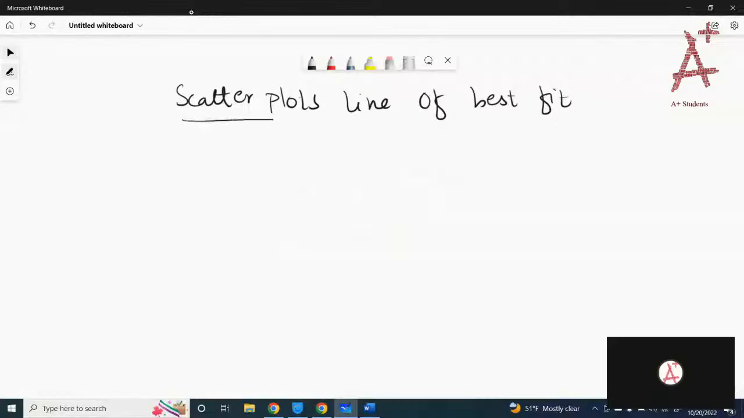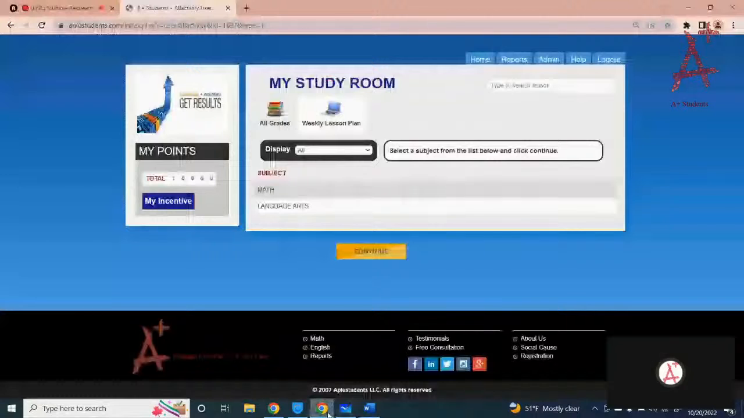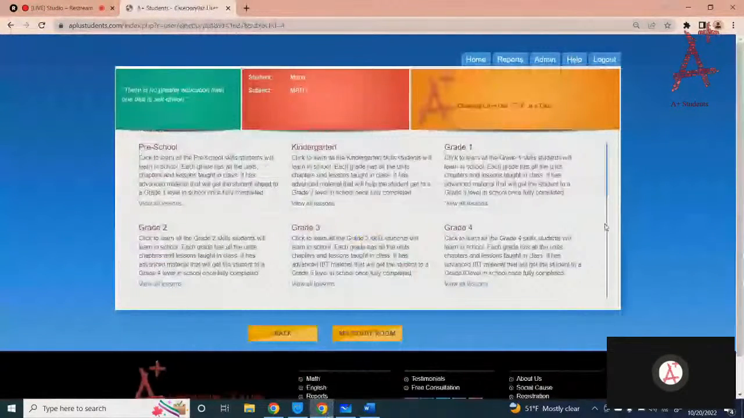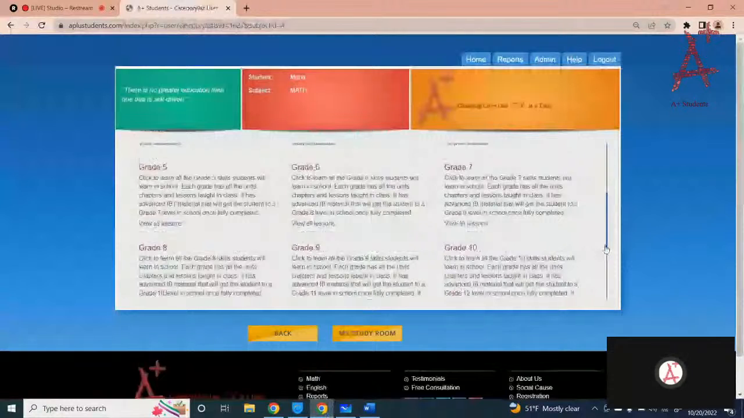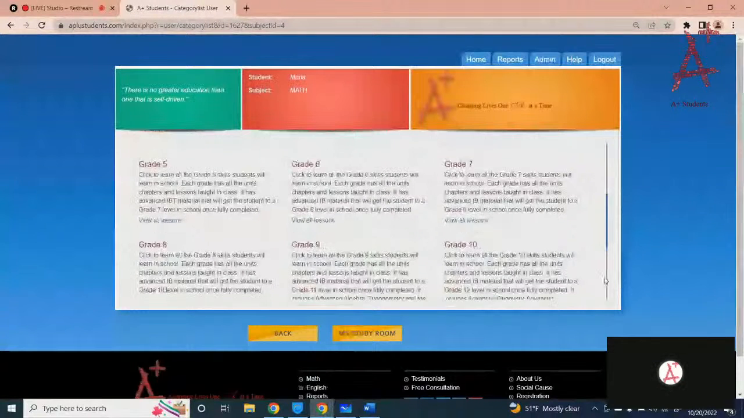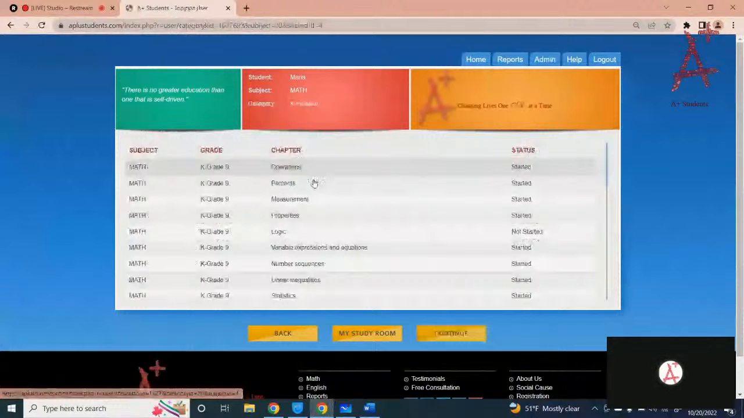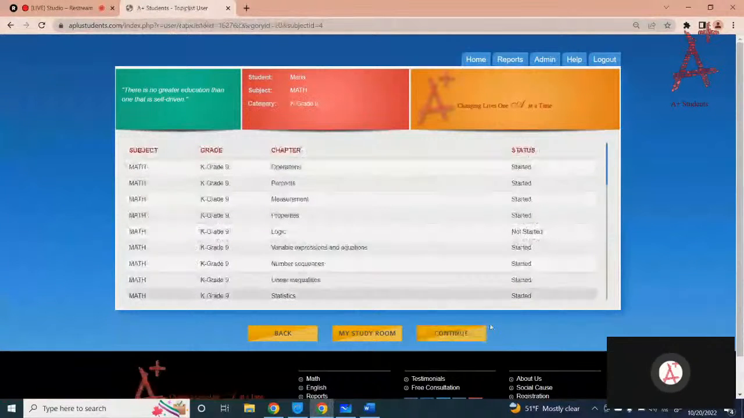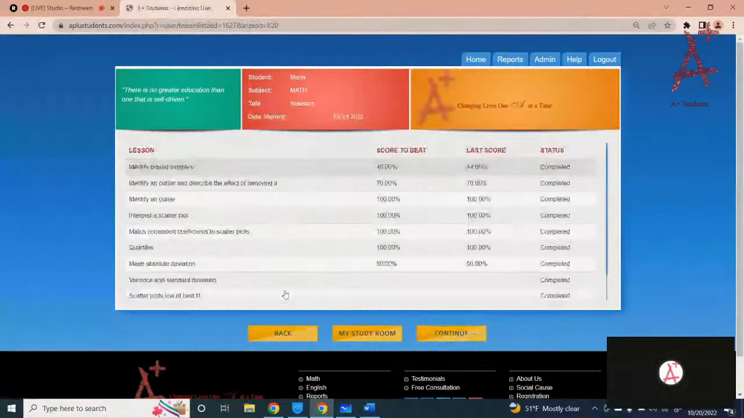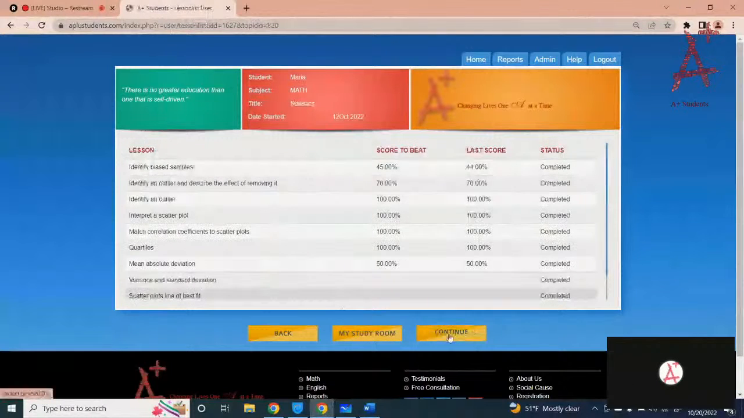Okay, let's start with an example. Let me go to each topic. Maths. Then we have to scroll down to grade 9. Here we have grade 9 maths. View all lessons, and we're working on statistics, and the topic is scatter plot of best fit.